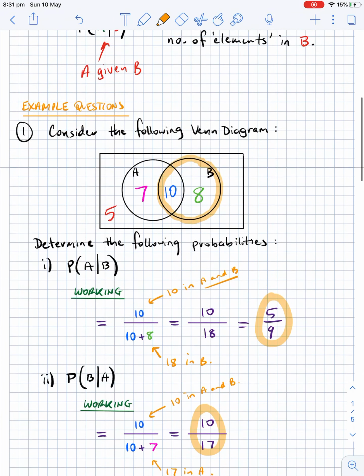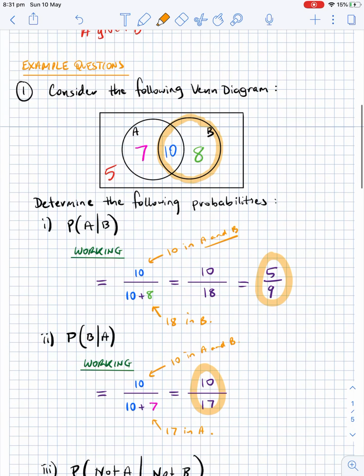Okay, so let's give a few sample questions a go. Consider the following Venn diagram. Determine the following probabilities. So here we've got the probability of A given B. The idea is we're given B, so that means we have to be in the circle of B. We have to be inside here. We can literally blank out these numbers here. We can pretty much get rid of them and only focus on these ones right here.